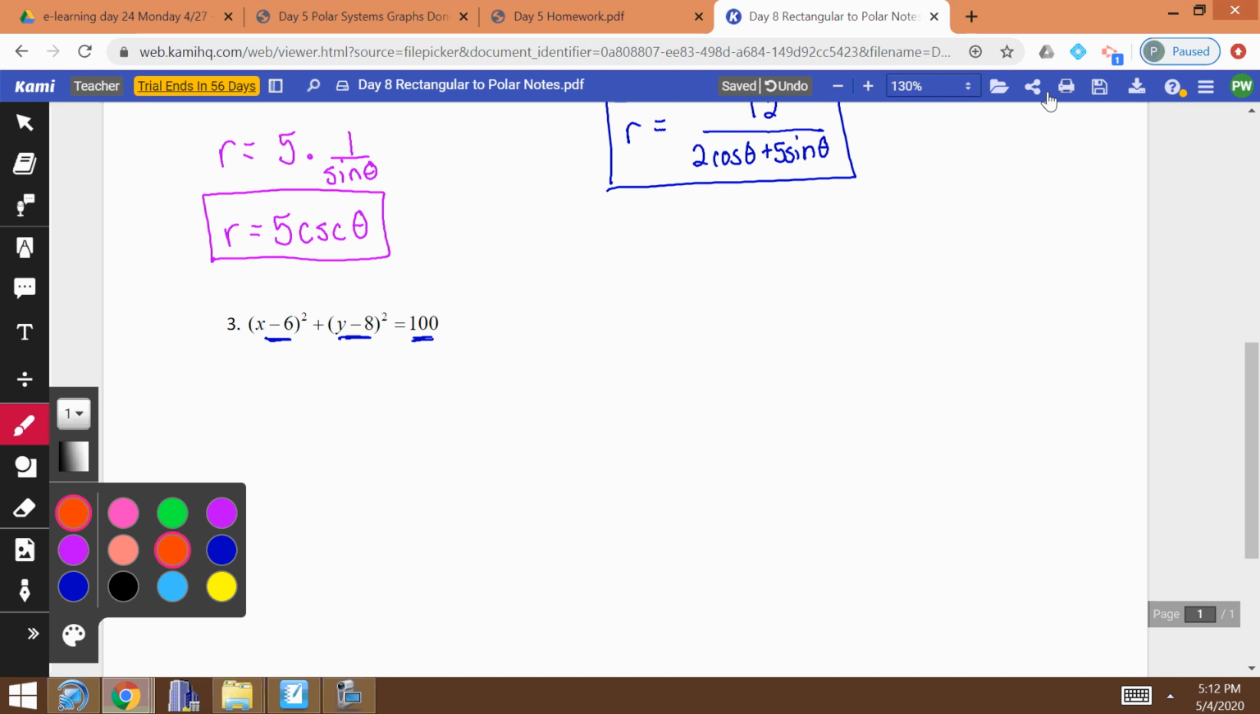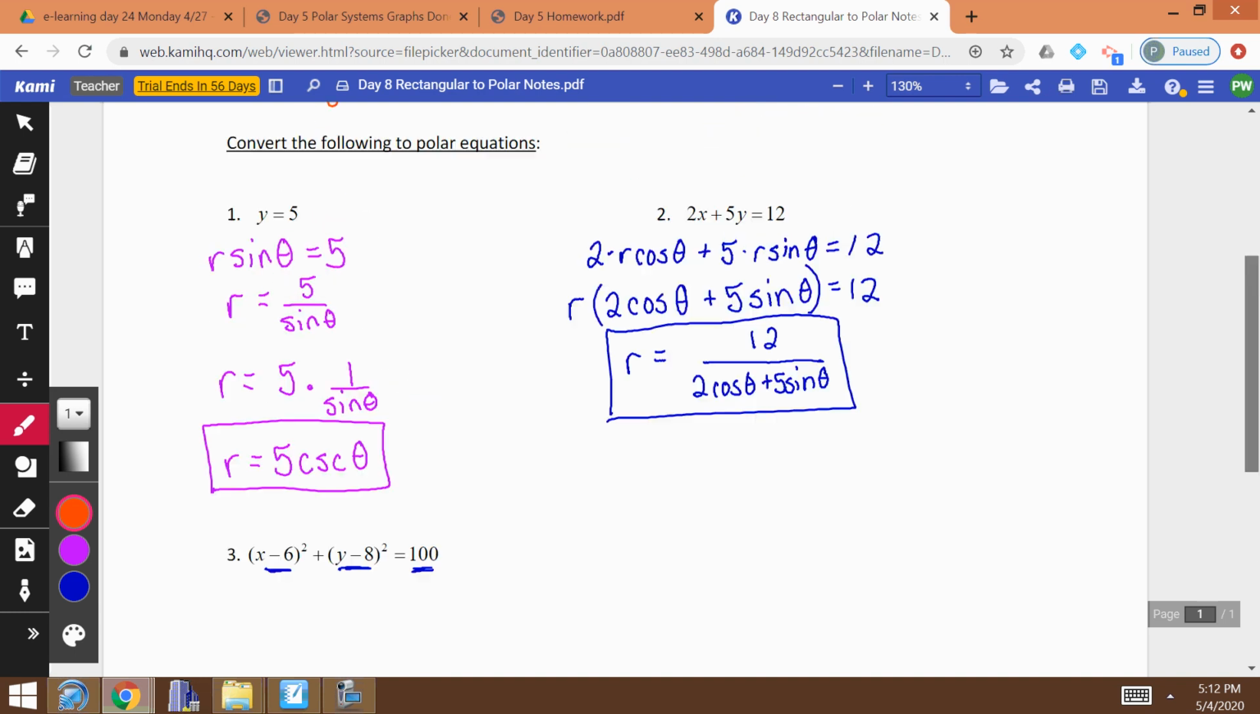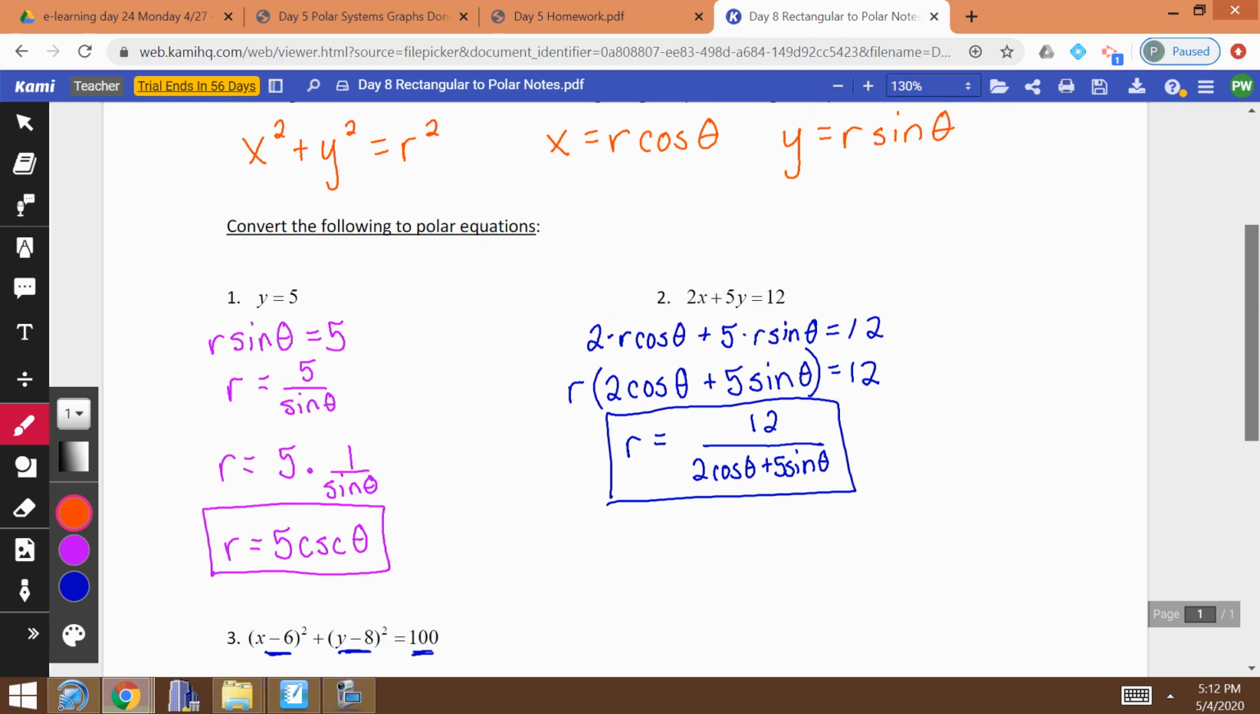So there's a couple ways to do this. You could replace the x and y right away in here. However, I'm going to give you a little hint that it's generally a little bit easier to multiply things out first. If you multiply it out, you're going to get an x squared and a y squared, and we have some things that we know that deal with an x squared and a y squared in there.